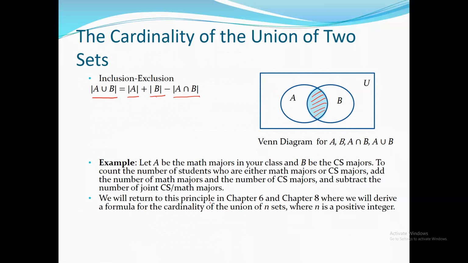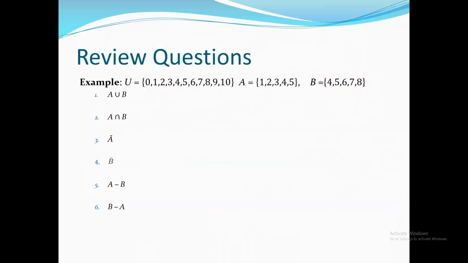So we will return to this principle in chapter 6 and chapter 8 as well, where we will derive a formula for the cardinality of the union of n sets. All these concepts are very much used. The whole of set theory is also very much used in databases. The cardinality and all these concepts are also used in Boolean algebra as well as in relational algebra, that is the database language, right? So some review questions.